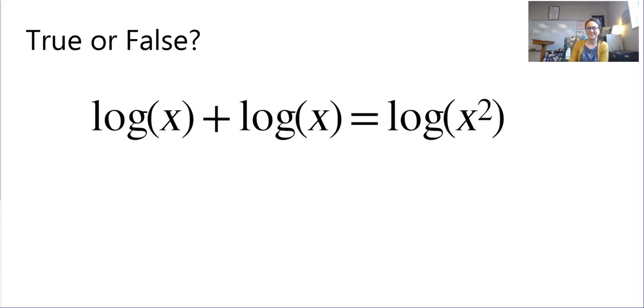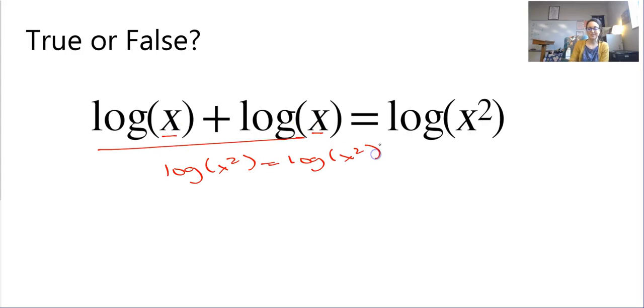What do you think, true or false? Log of x plus log of x equals log x squared. So I can condense these by multiplying the insides, and x times x is indeed x squared. So I get log of x squared equals log of x squared, which certainly looks good.